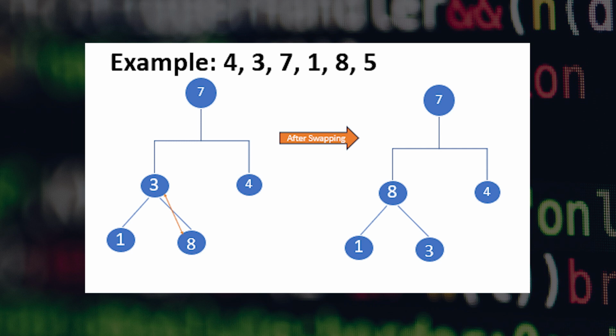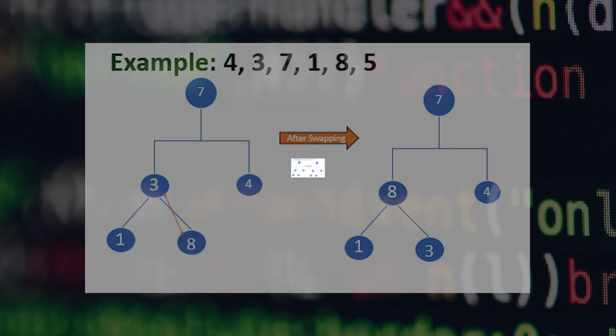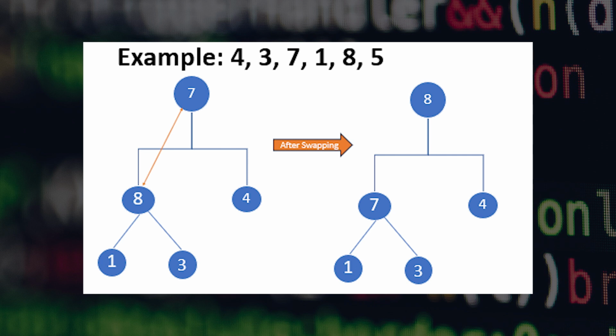So what happened? Now we will compare the value 8 with 7. So we observe that whenever we compare the two values, the parent value is less. So we have to apply the swapping or exchange. So after swapping, we obtain that 8 is the root value and the left child of 8 is 7, and the rest of the values are as they are.